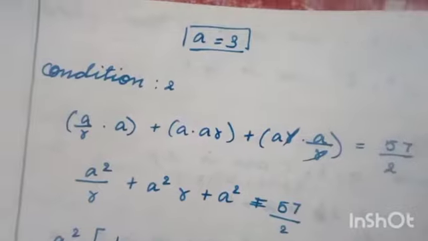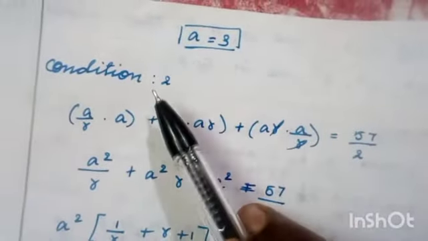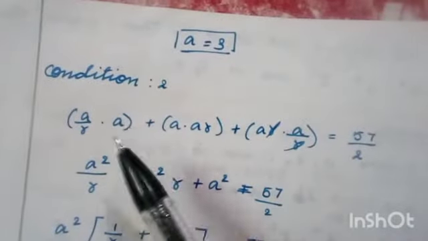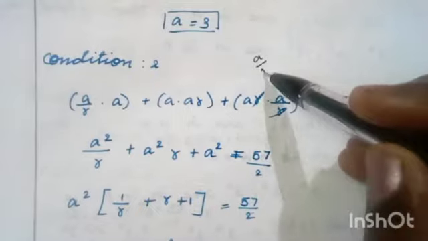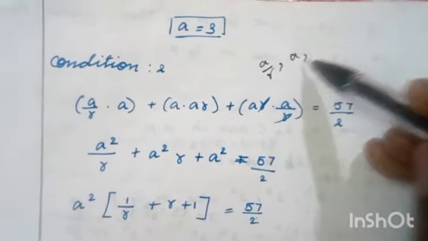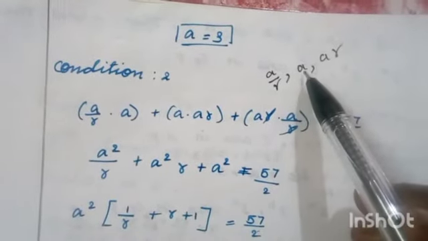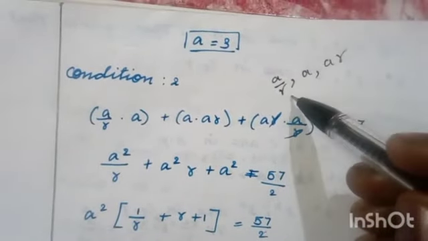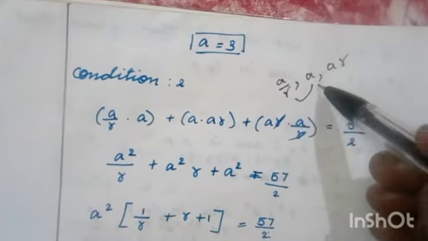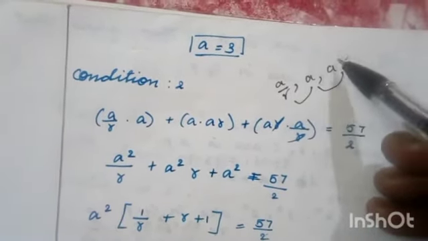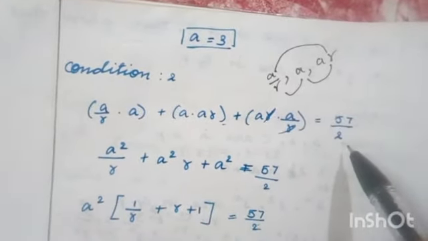Bases are the same, so we have to equate the powers. So a equal to 3. Now condition number 2: we take the three terms a by r, a, a r. The sum of a by r into a, plus a into a r, plus a r into a by r equals 57 by 2.